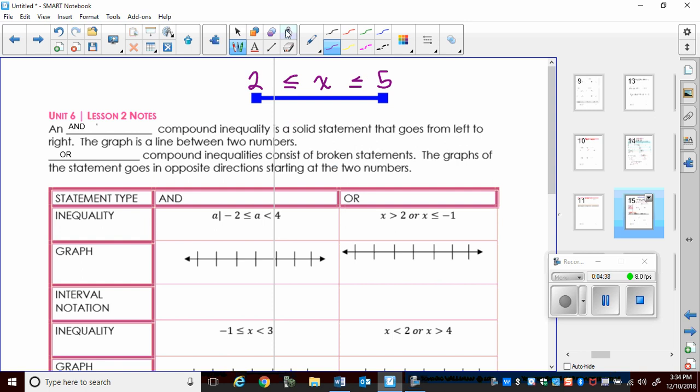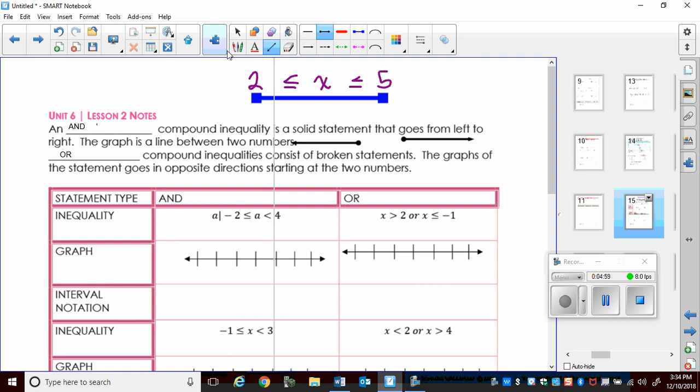On the other hand, the or statement is like 2 rays going in opposite directions. So this would be an or statement. It consists of broken statements, and the graphs go in opposite directions, starting at 2 numbers. So we're going to look at what those look like.